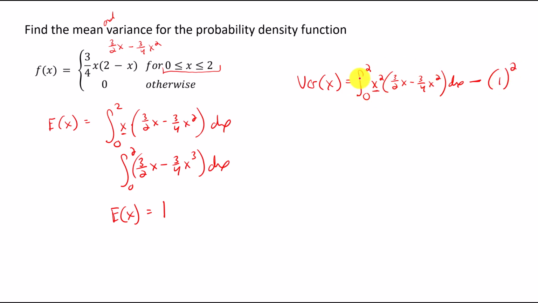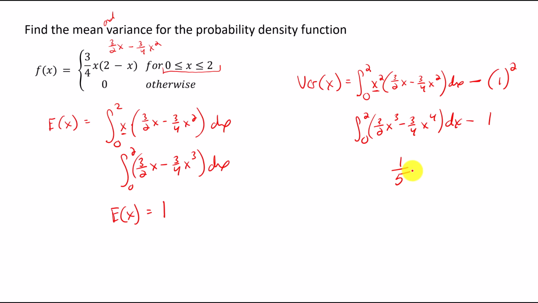You can do all of this math first, and then you subtract this value. Let's distribute this first. You're going to have 3/2 x cubed minus 3/4 x to the 4th, and then minus 1, because 1 squared is 1. So this part gets integrated, and then you subtract 1. And when you do that, you get 1/5. And that's how you find mean and variance.